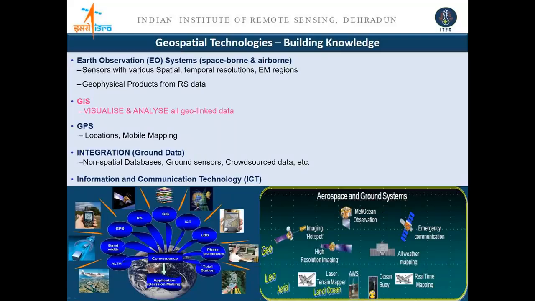the first important technology, that is the geospatial technology. I think geospatial technology is a core area now, and in fact it is considered one of the important pillars in the development of any country. Because when I talk about geospatial technology as a whole, it consists of various components, like for instance the Earth observation system. I think in the previous lectures you might have understood the significance of the Earth observation data.